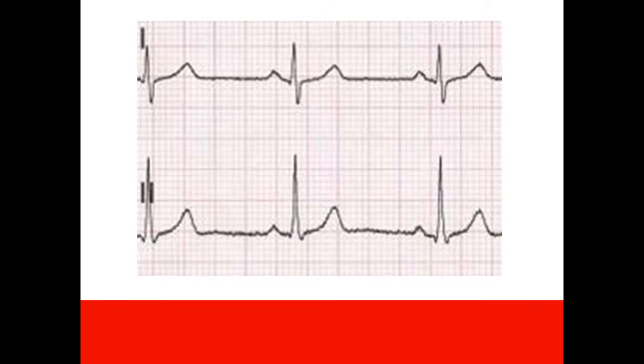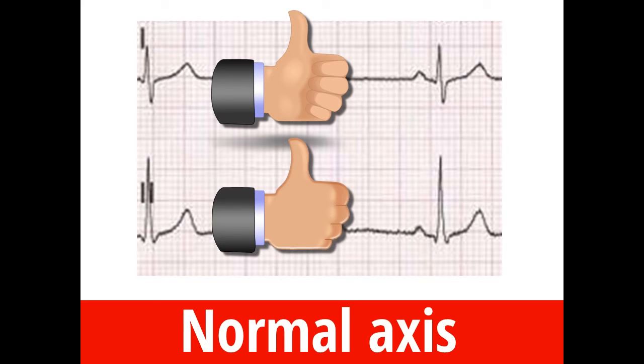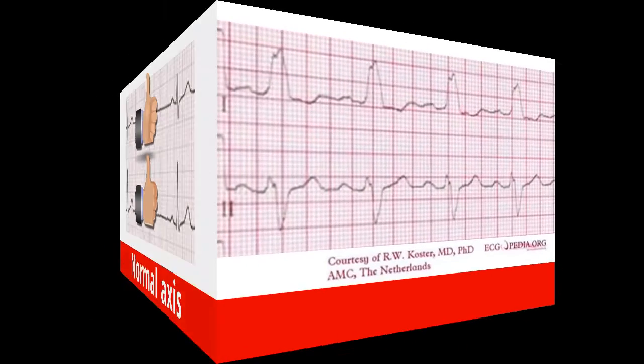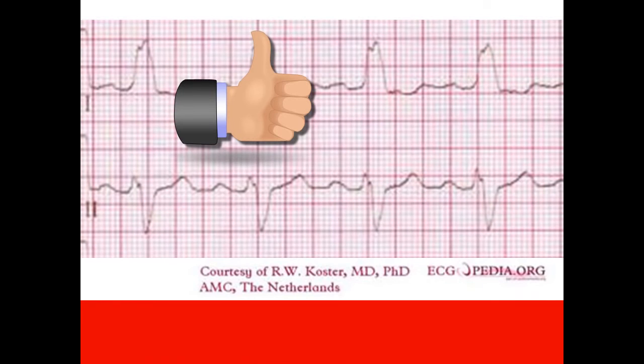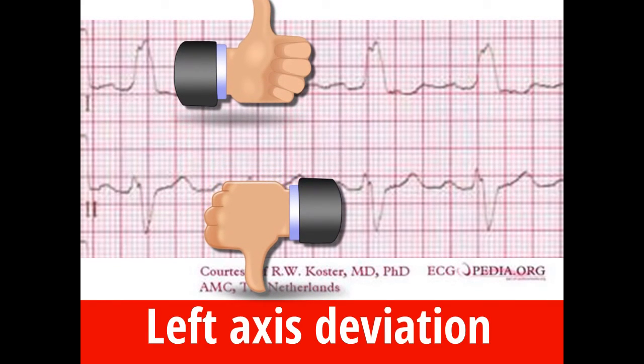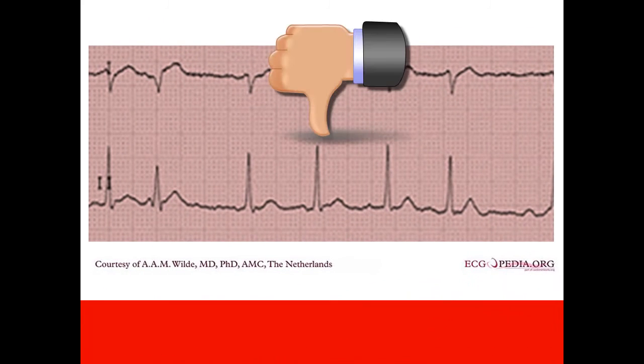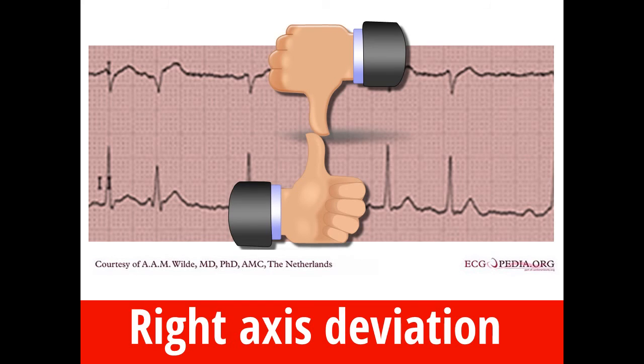Let's try that again. In this ECG, there's 2 thumbs up, so the axis is normal. In this ECG, thumbs have left each other, so it's left axis deviation. And finally, in this ECG, thumbs are headed right for each other, so it's right axis deviation.